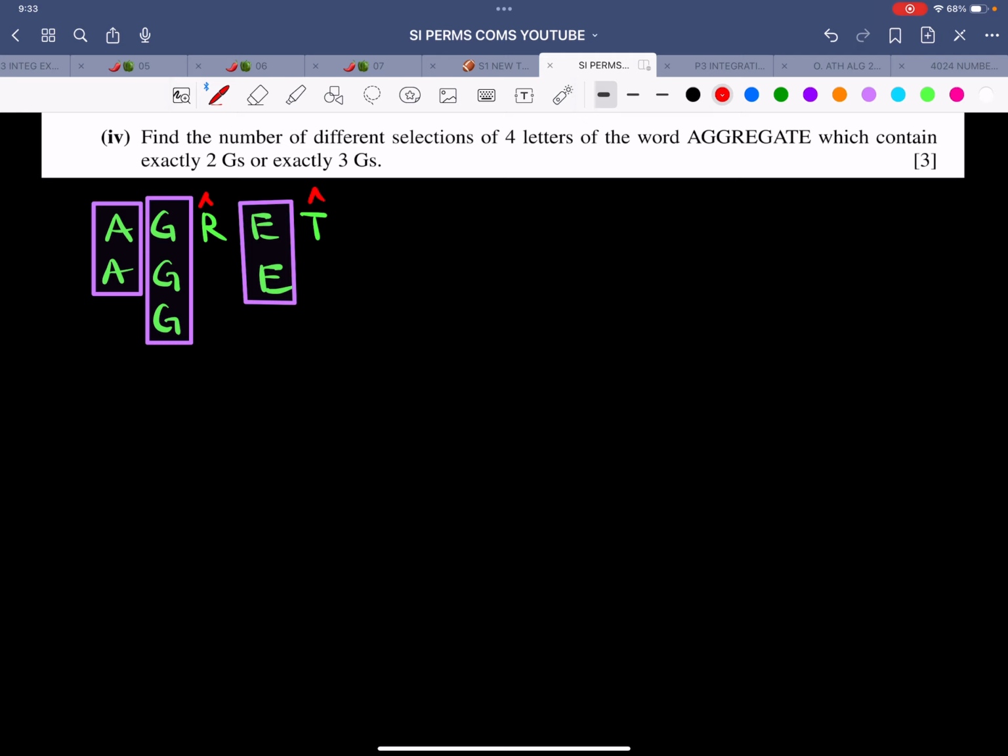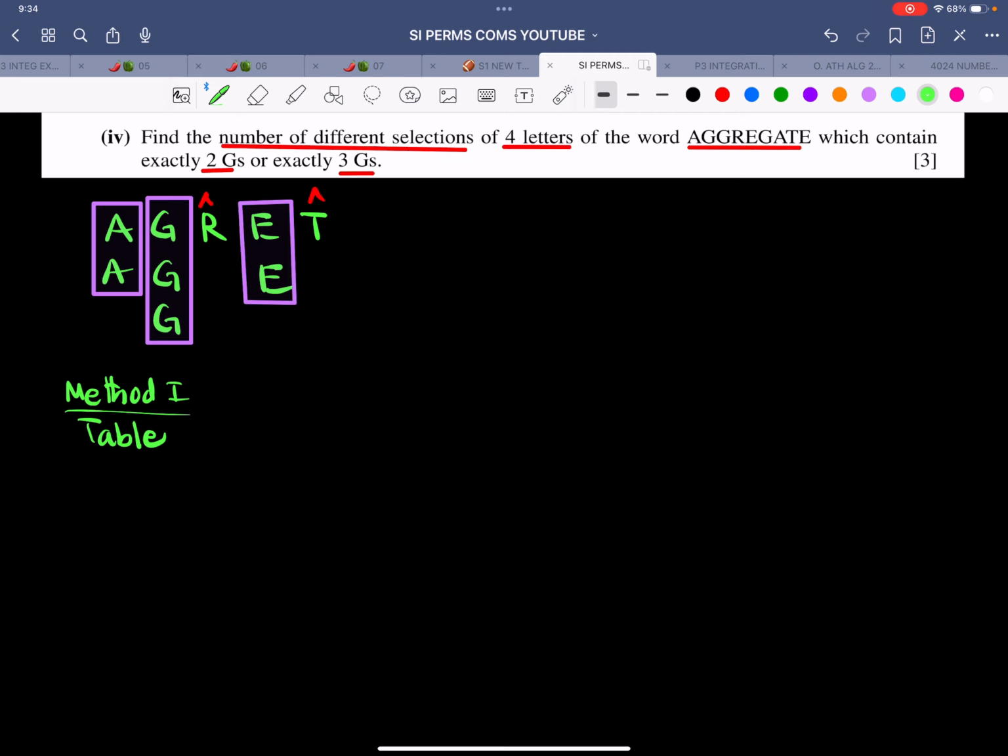Now it's about selection. So let me highlight it. Find the number of different selections of 4 letters of the word aggregate which contains exactly 2 G's or exactly 3 G's. Now there are 2 approaches to this particular question. Let me explain you both the methods. So method number 1 is the usual table method. You have to list down all the possibilities. And the focus is on G's.